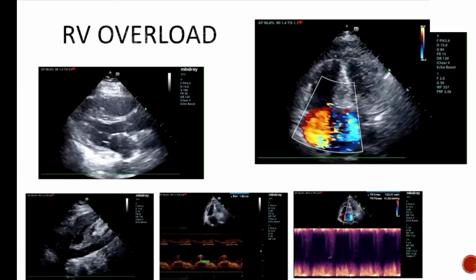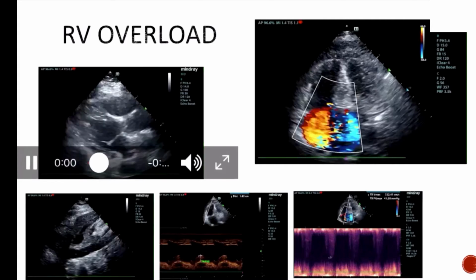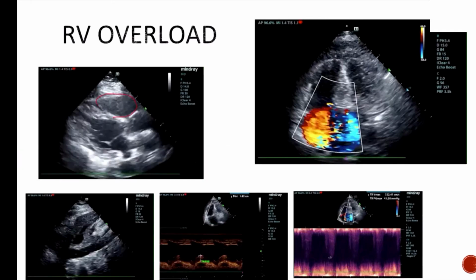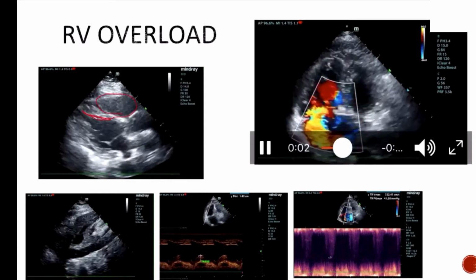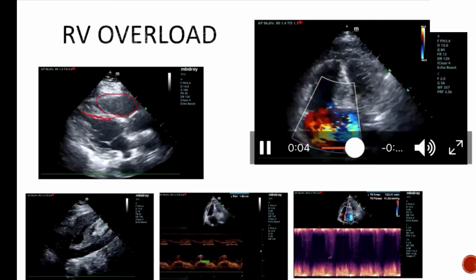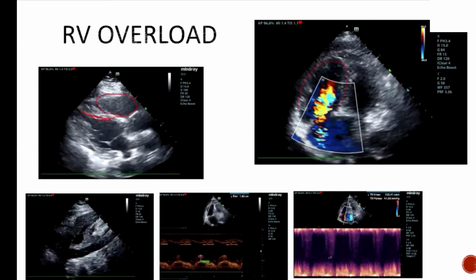Now let's put all this together and look at someone who has RV pressure or volume overload. Okay, so what do we see? We see a parasternal long axis view, and a very big right ventricle, and the septum is a little bit bowed inwards toward the left ventricle. Looking at our other images, we see a big dilated right ventricle compared to the left ventricle. See the volume in the right ventricle, how much bigger it is compared to your left ventricle?